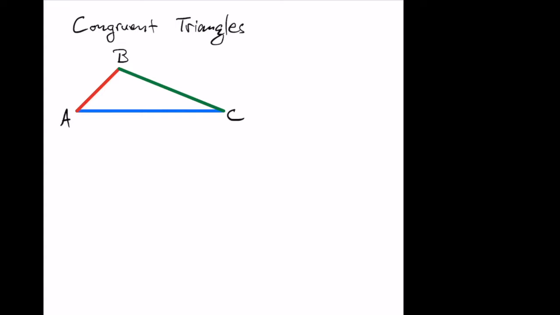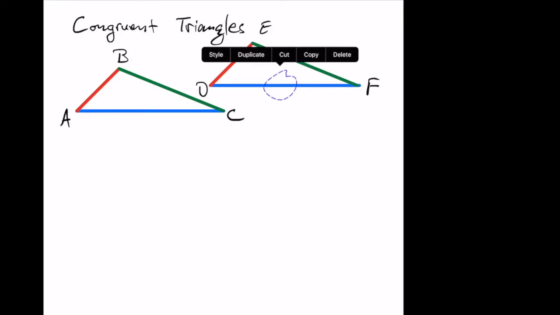We say that if I have triangles that are congruent, I take the length of segment AB and copy it perfectly so that its length is exactly the same, and call that DE. Then take the length of BC, the same size, and connect it to EF, and then finally take the length AC and put it where DF is, and we end up with congruent triangles.